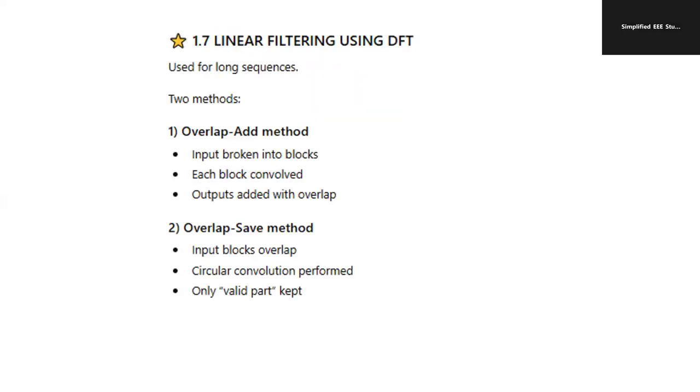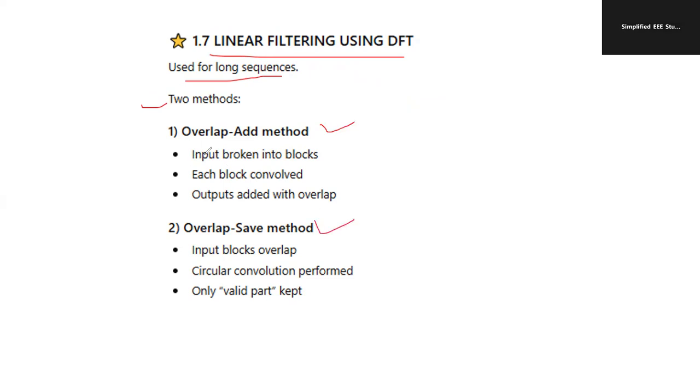The other one is: what do you mean by linear filtering using DFT? How will you perform linear filtering using DFT? It is used for lengthier sequences. There are two methods of linear filtering using DFT. The first method is called the overlap add method. The other one is called the overlap save method.